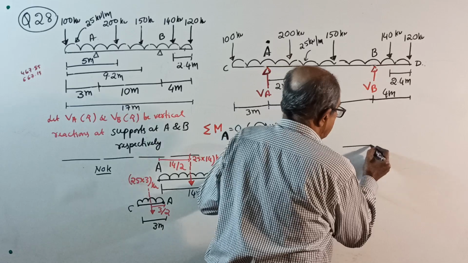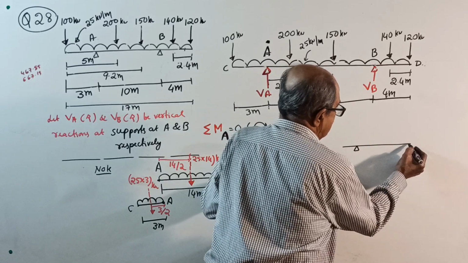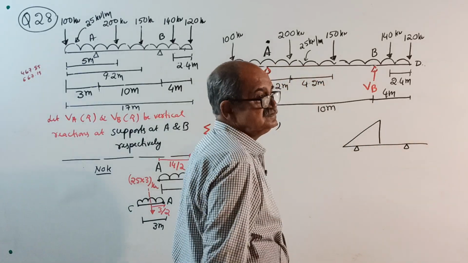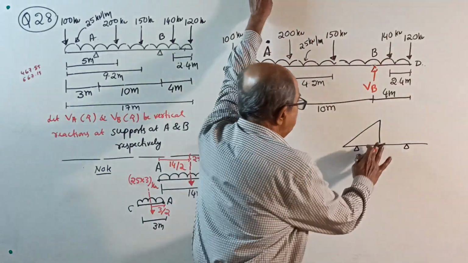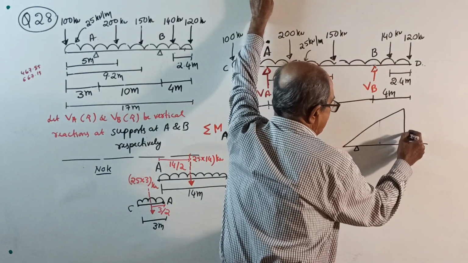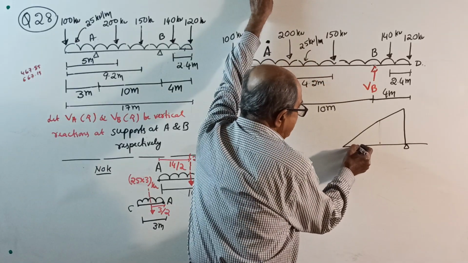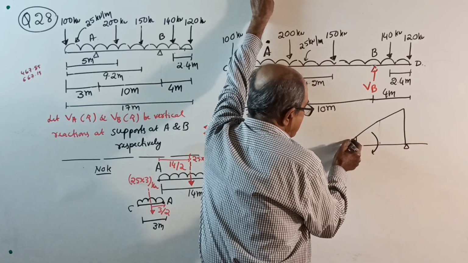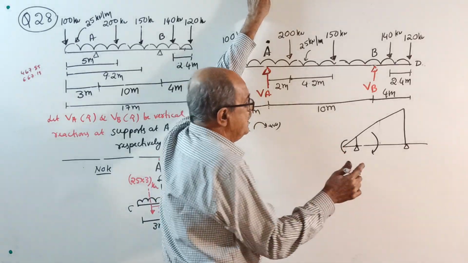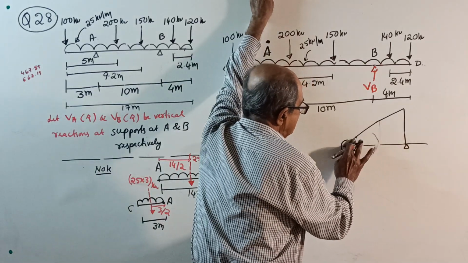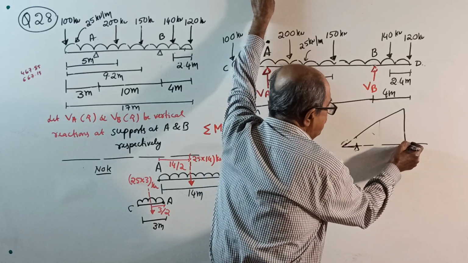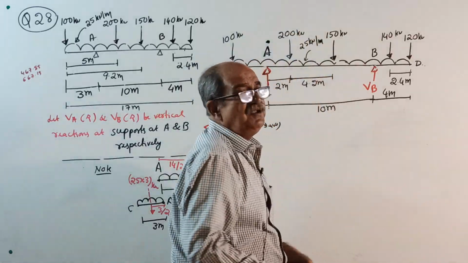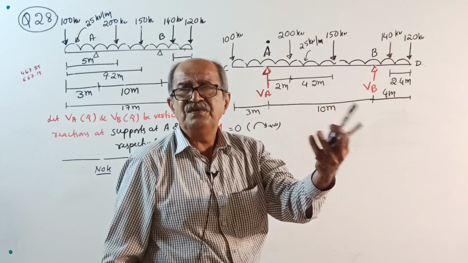For example, suppose the beam this way, and suppose some uniformly varying load is given this way, up to here. If you take moment about A, see here, this load will create clockwise moment and this will create anti-clockwise, so if you separate it here, one trapezium will come. But if you take moment about B, a full triangle will come. So sometimes you have to observe which point is better. I will tell all these one by one afterwards.